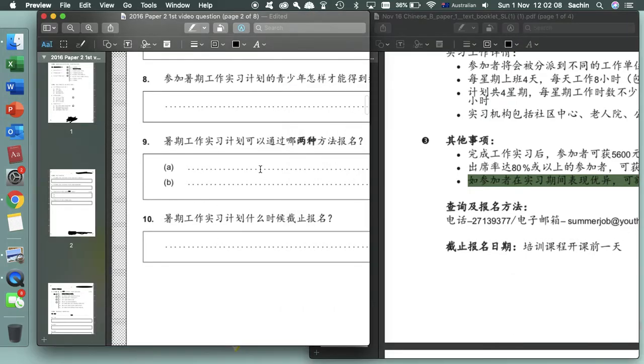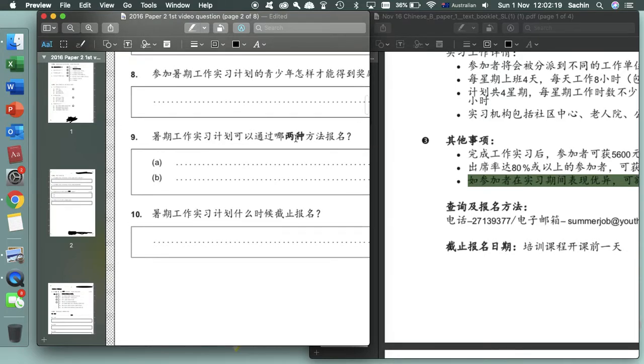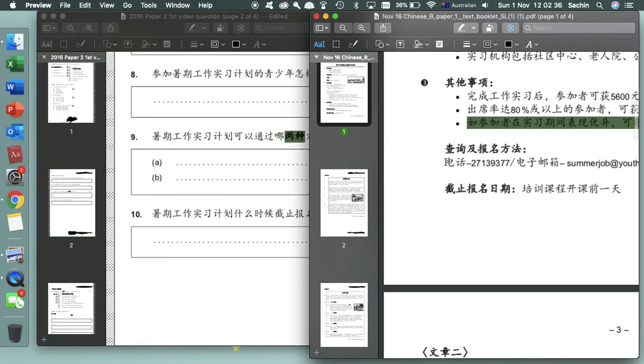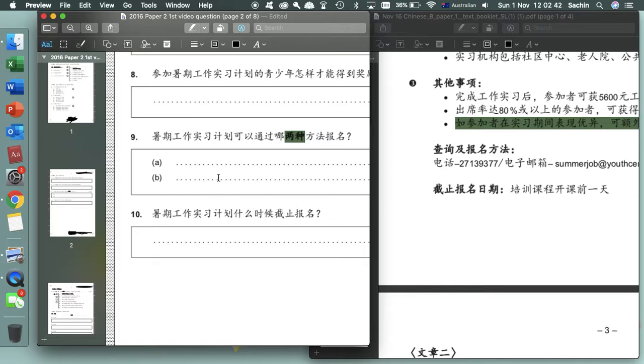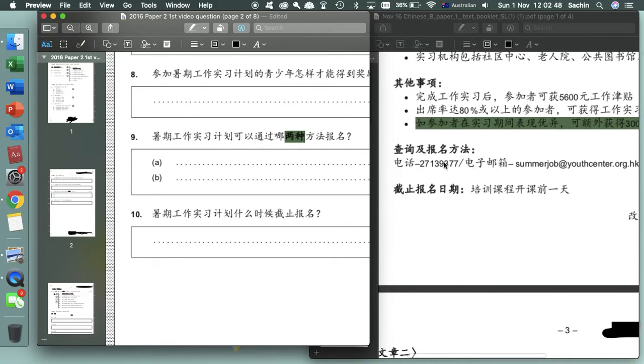And then 9, we have 2 parts to 9, 9A and B. So you're probably going to have to look for 2 things in this text. And this one says, for this work experience, how can you sign up? And it mentions in bold 2 ways, 2种方法. So how can you contact these people? Well, they provide a phone, 电话, and they also provide an email. So you can put down 电话和电子邮件, and you could probably get those 2 marks.